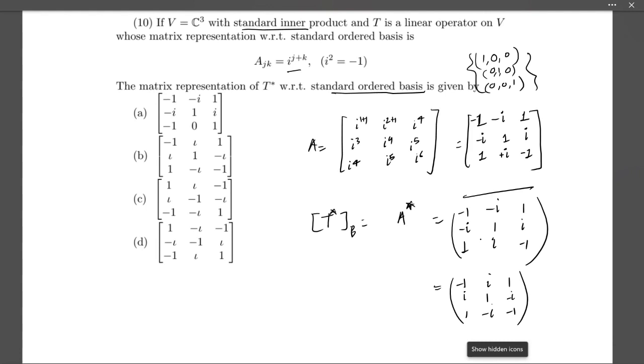So let's see which option is correct. Find out for me which option is correct. One in the anti-diagonal. So this is correct. Yeah. Okay.